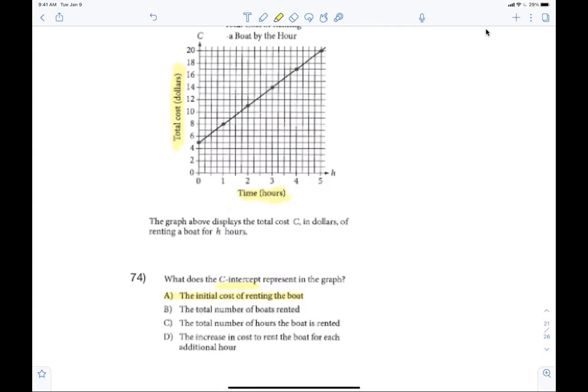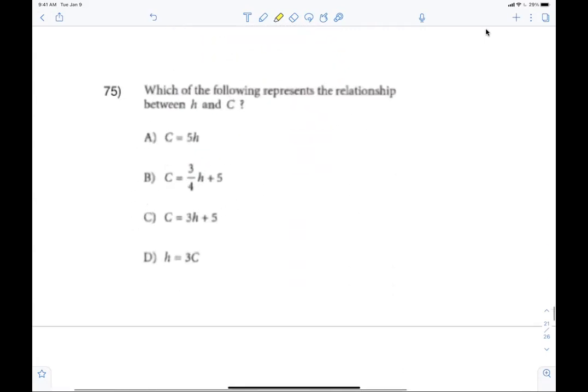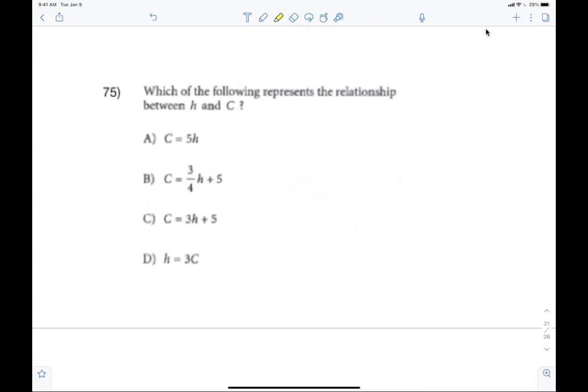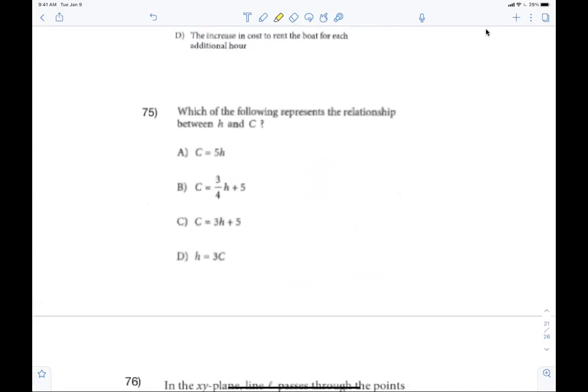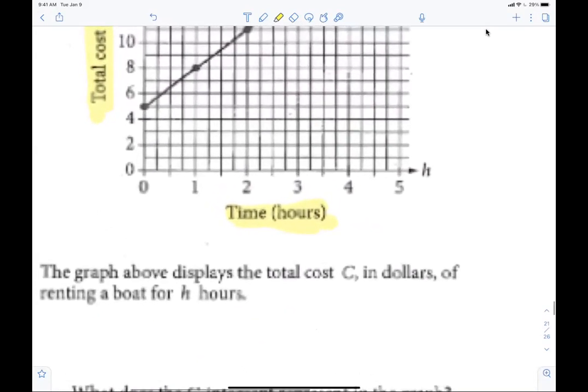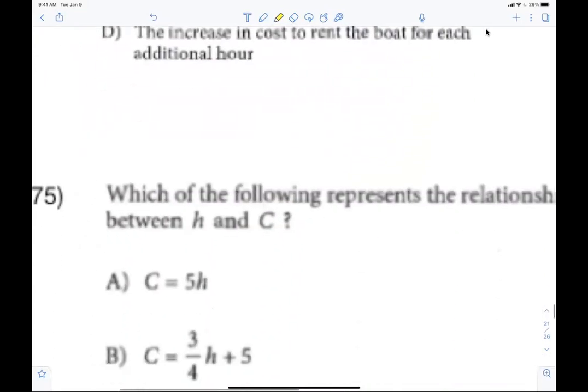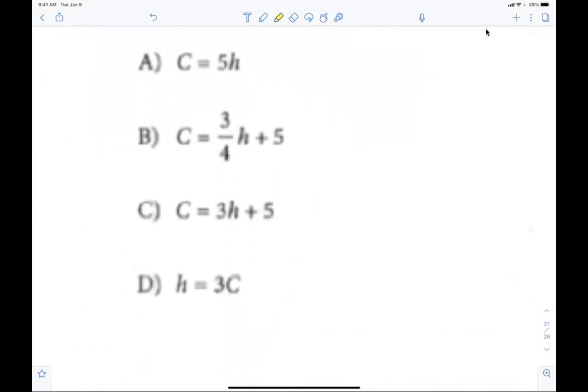Now let's look at 75. Now 75 is the same question. It says, which of the following represents the relationship between H and C? Now, what's the y-intercept of the line down here? 5, right? So we know it can't be A and D. Thank you. Now I need everybody to think carefully, because everyone missed this on the SAT, believe it or not.